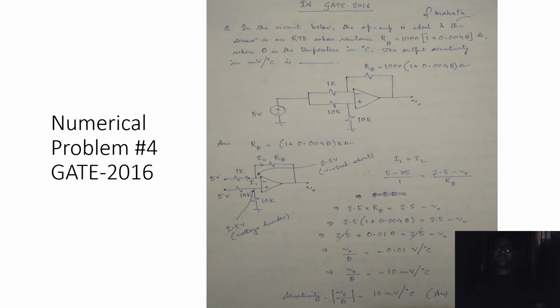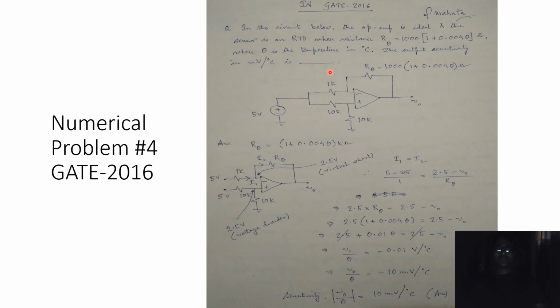This is another question on RTD, and it's a combination of RTD with an op-amp circuit where one of the resistance is the RTD. The problem is stated as: in the circuit below, the op-amp is ideal and the sensor is an RTD whose resistance is R theta equal to 1000 multiplied by 1 plus 0.004 times theta ohms, where theta is the temperature in degree centigrade. The output sensitivity in millivolts per degree centigrade is dash.